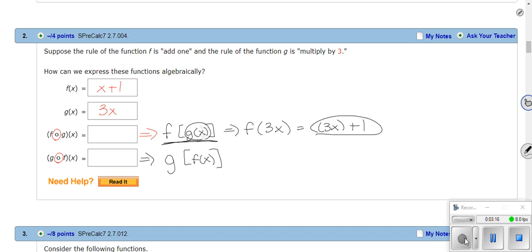Okay, so the g of f of x, same kind of deal. Now I am saying that this is g of, my f of x function is the x plus 1. So I'm putting the f of x function into the g function. So the g function is 3 times x, so that is 3 times x plus 1. And quite honestly, I don't know if they'll take it that way or if you need to distribute it out and make it 3x plus 3. I don't know. Play with it. See what they make for you.